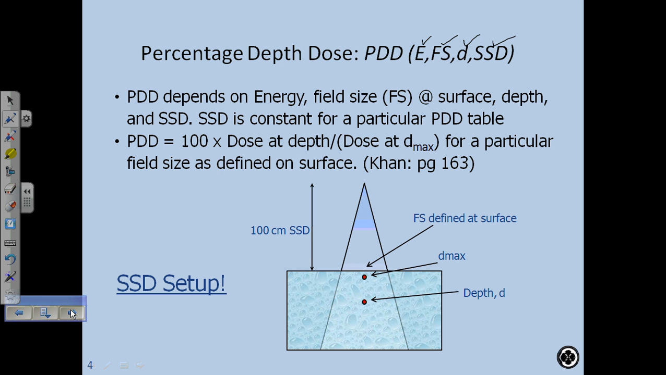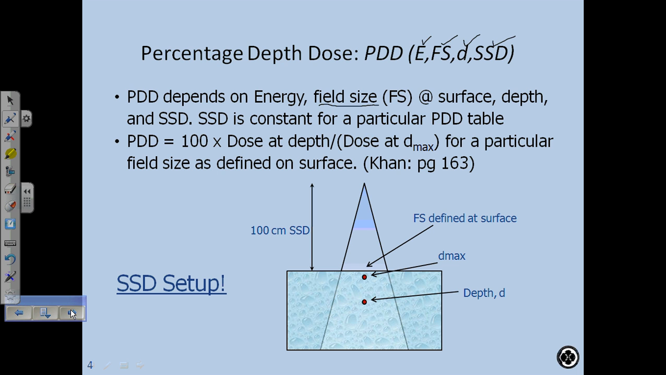So PDD depends on energy, field size, and surface depth. You will have to know how each of these affects PDD individually, and we're going to talk about that today. Now, remember field size diverges, so the field size we refer to when we talk about PDD is always the field size at the surface, and depth and SSD.